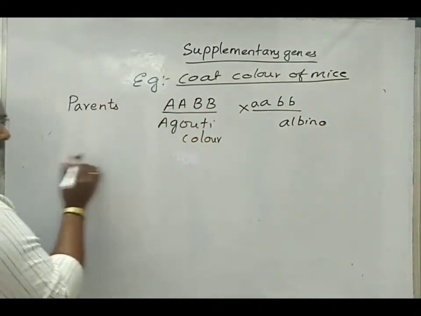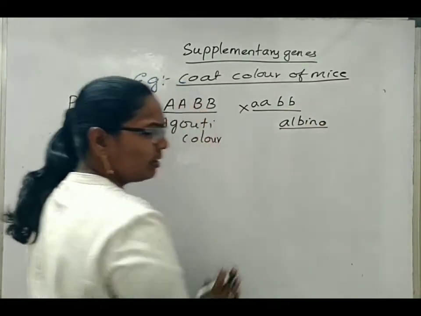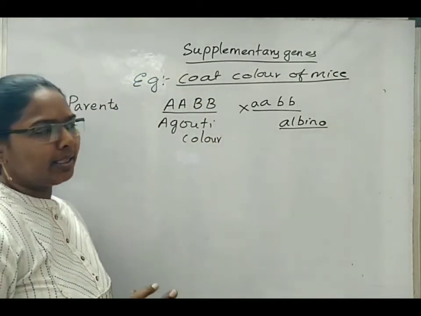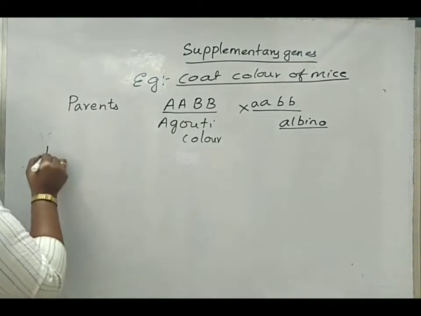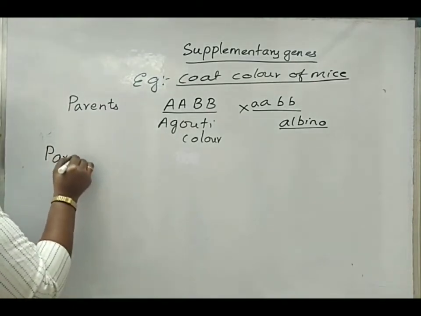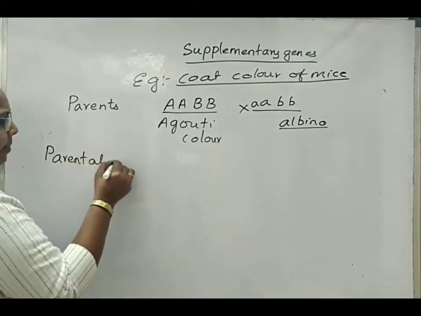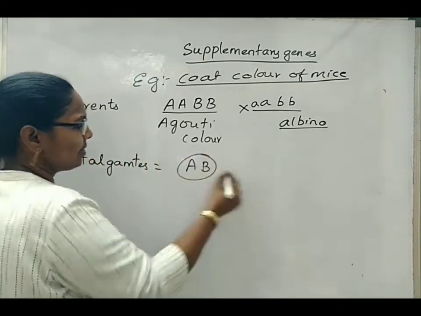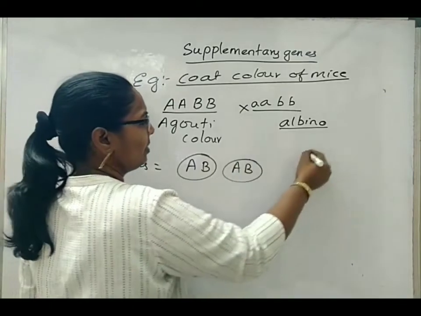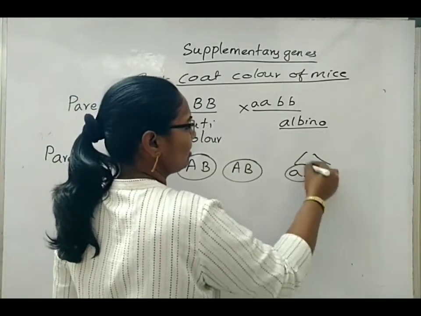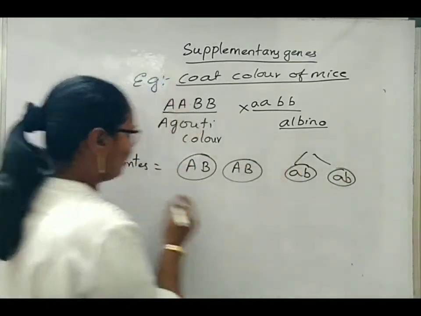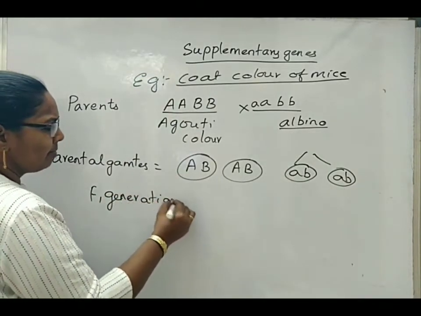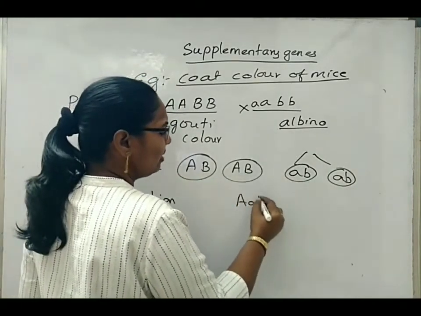Now, albino is colorless. I think you have seen some of the people who are purely white, their eyebrows, hair, everything will be white in color. Now, if we extract the parental gametes, the combinations in the gametes will be like this. And when we take the recessive one in the gametes, it will be like this. In the F1 generation, the combination of the alleles will be like this.